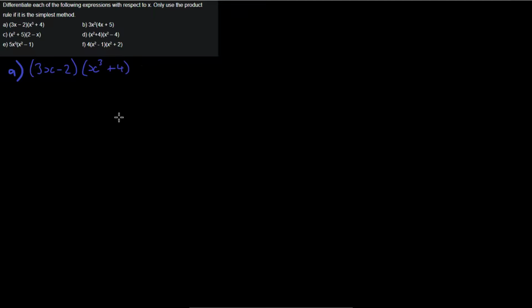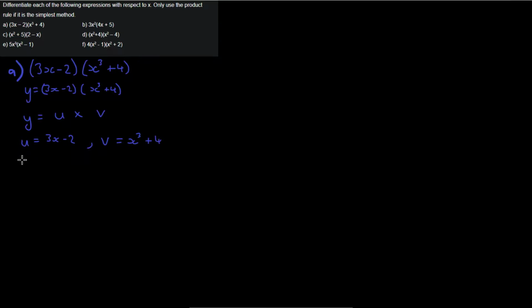So first off, let's use the product rule and try this out. So if I say it's just y equals 3x minus 2 in brackets multiplied by x cubed plus 4 in brackets, I can see this as a function of x times another function of x. So u in this case is just going to be our first function of x, or just the first bit in the brackets, 3x minus 2. And v is going to be x cubed plus 4.